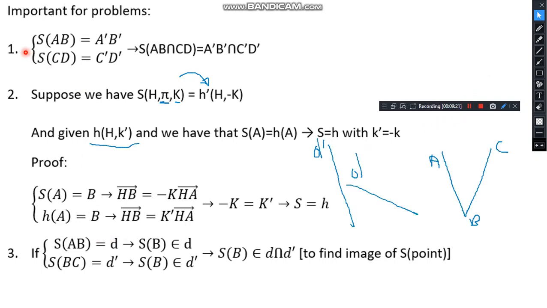And more, this is somehow similar to the previous one. If S of AB equals line D and S of AC equals line D prime, you can see that B is in AB and AC, so directly S of B will belong to the intersection between the lines. So you continue the line here and it will belong to the intersection. So here we can say that this point of intersection will be S of B. So that's it concerning the similitude. So we can go now to problem practicing.